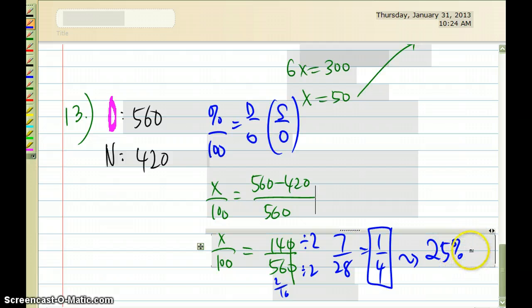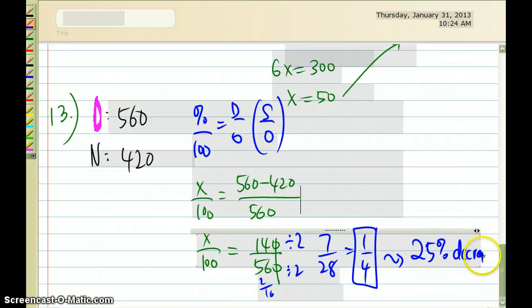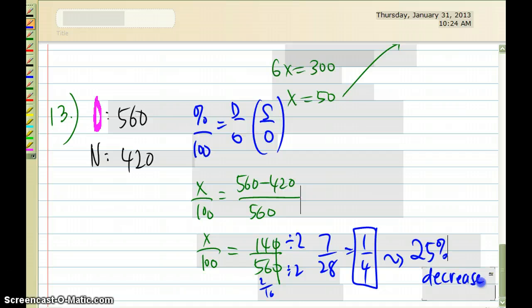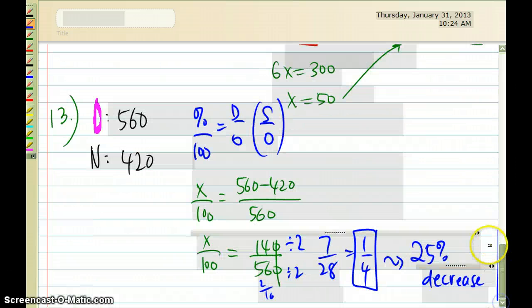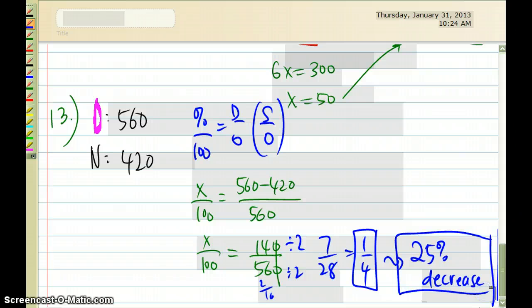Here is a decrease of 25%, which really means that it went on sale at a percent of 25%. So the store would usually represent it as, you know, everything's on sale for 25%. Good luck with the rest of the questions. Do the best that you can, and we'll work through them tomorrow in class.